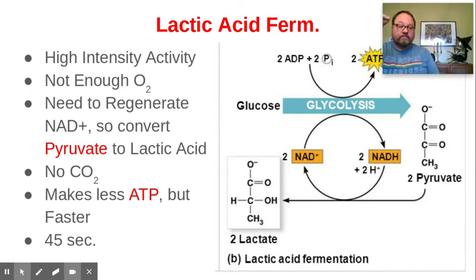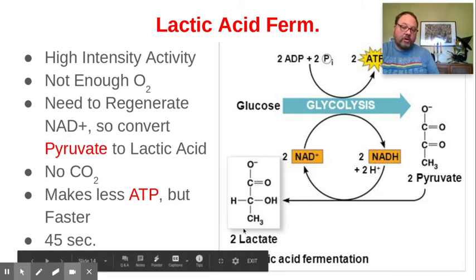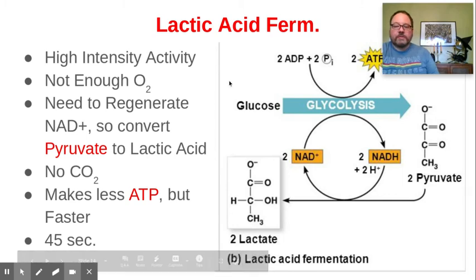Now notice it's a 3-carbon pyruvate into 3-carbon lactate. You don't strip away any carbon, so it doesn't make any CO2. So again, you only get a couple of ATP per glucose, but you make it really quickly. And we can do this for a short period of time, about 45 or so seconds. Okay. So we can run lactic acid fermentation for 45 seconds to a minute.